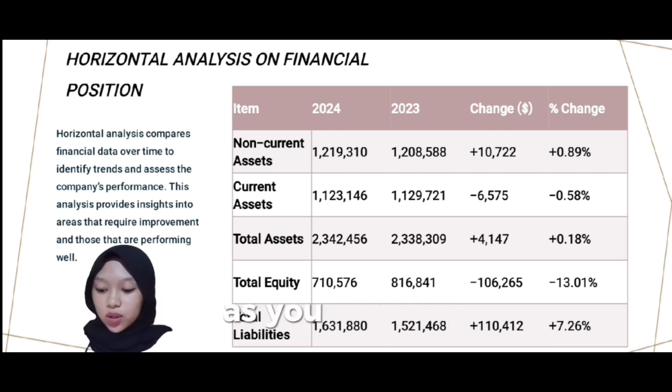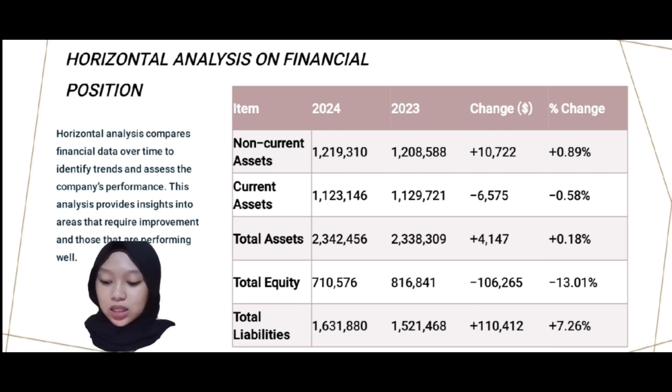The current assets, as you can see, for the previous year, 1,129,000. It has decreased for 2024, 1,123,000. Ang kanyang na-decrease na change ay 6,575. For the percentage, we got 0.58%. Minor decrease driven by a reduction in cash and receivables.